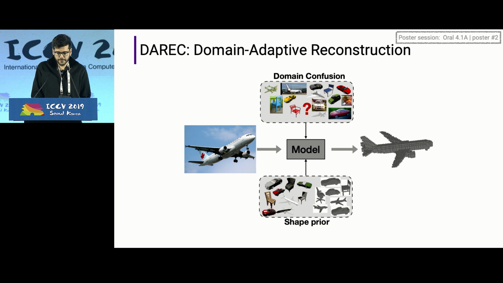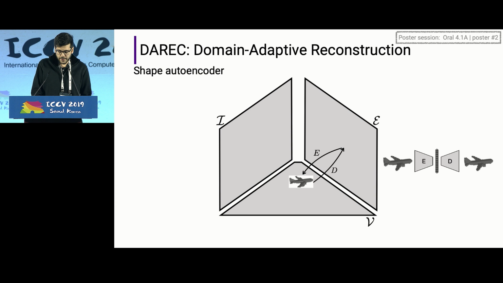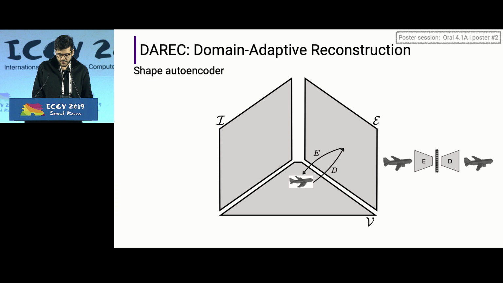We start by training a shape autoencoder to learn rich latent representations for 3D shapes, shown here as cursive E. Then, once the autoencoder is trained, we freeze those weights and proceed with the training of the reconstruction network. In our experiments, we consider both voxel and point cloud representations.